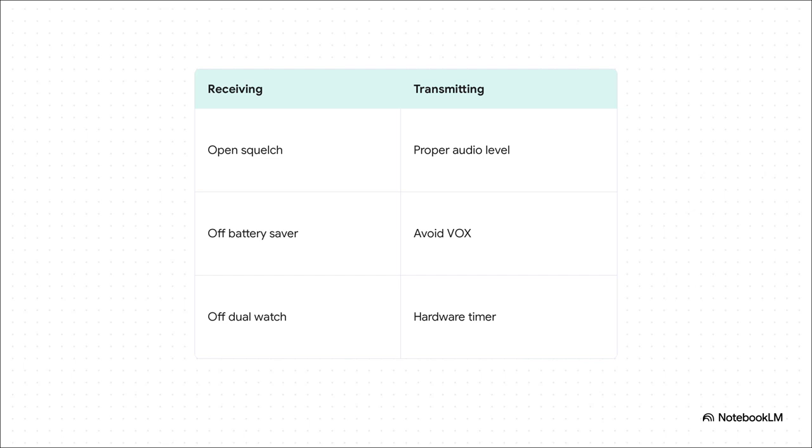On the transmit side, setting the proper audio level is vital. Too high causes distortion. But listen up, here is the most critical warning. Absolutely disable your radio's built-in VOX.